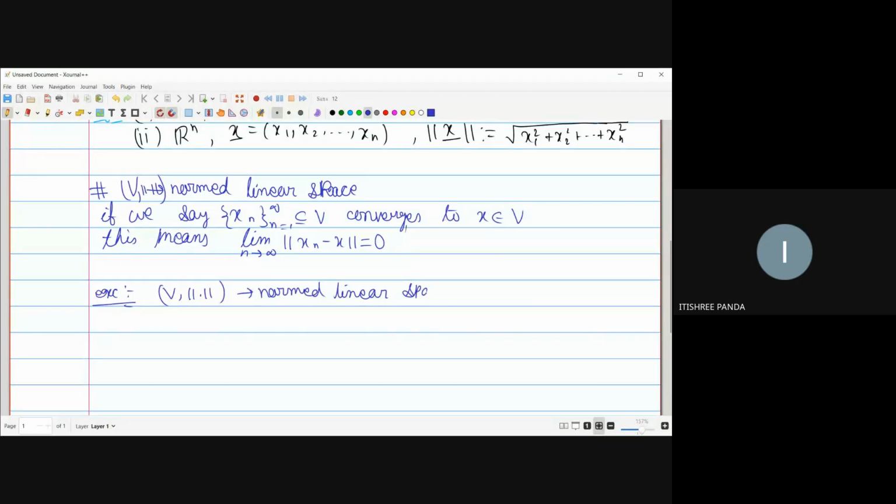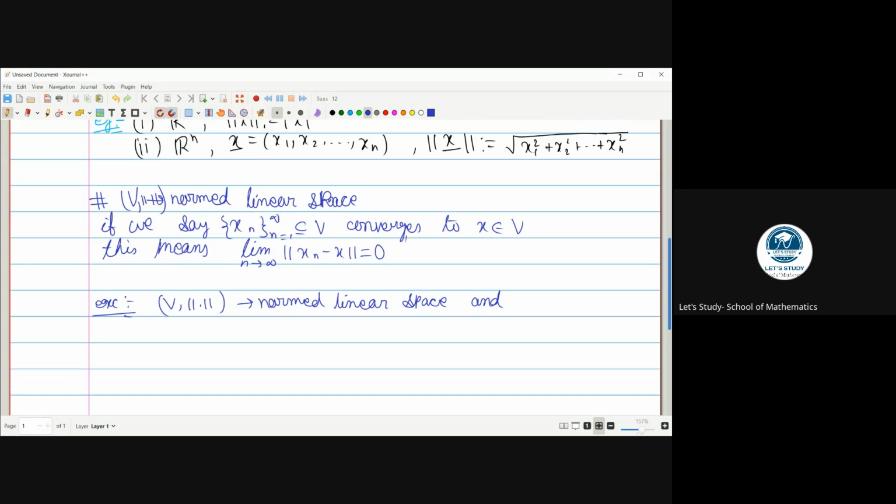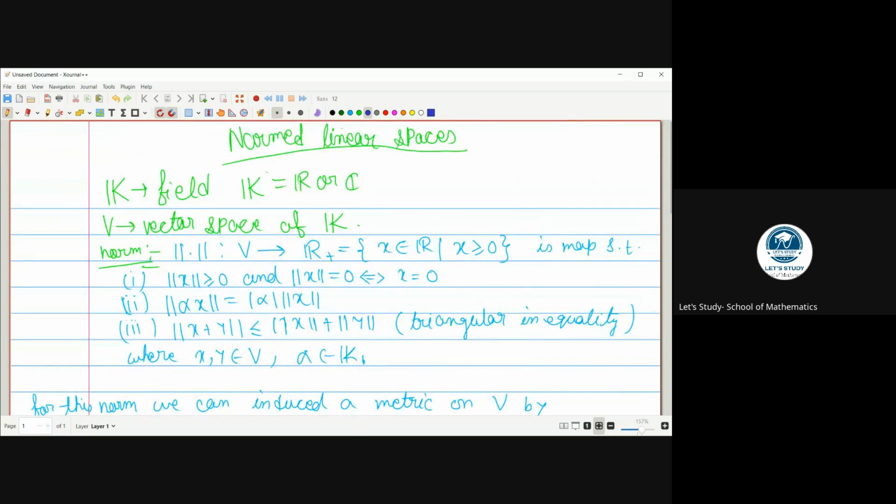Sir, I think it is a special case of convergence. It is L1 convergence, I guess. No, no, no. It is an arbitrary normed linear space. I haven't defined the L1 norm yet. This is an arbitrary norm. I have given you a vector space with a norm, and the norm is this.